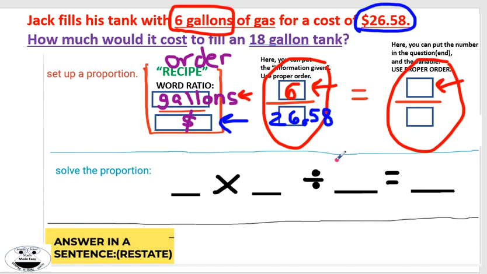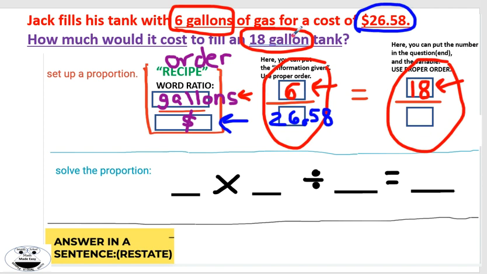Okay, now we need to continue filling out this ratio here. And we know that the gallons goes on top, and I see it says 18 gallons. So I am going to take the 18 gallons, and where should I put it? Should I put it over here on the top or the bottom? Well, I look back at my recipe. My recipe says gallons goes on the top, and 18 is gallons, so I put 18 on the top.